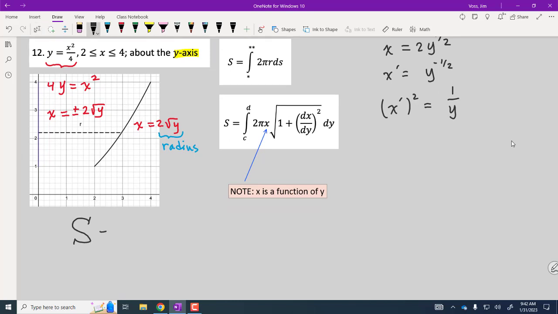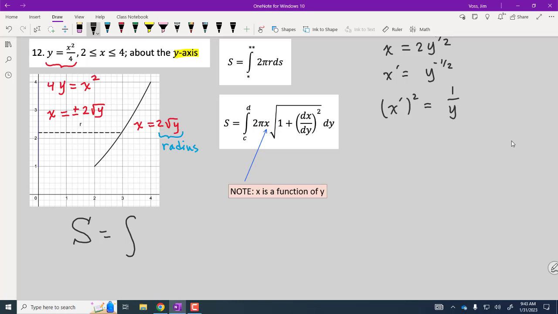So the surface area is the integral from, let's see, we have a horizontal element. So are we integrating with respect to y or x? We're going to integrate with respect to y. So these limits of integration need to be y limits of integration. They've given us x limits of integration. To get the y limits, we just plug the x values in right here and get the corresponding y values.